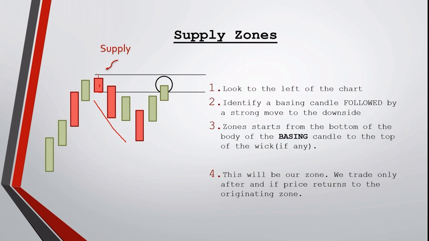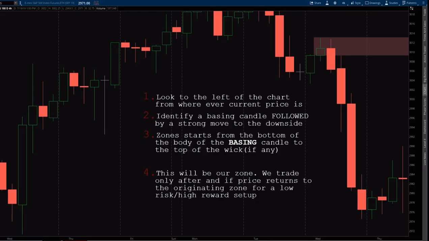We only trade after and if price returns to this zone, right? So once we see price now coming up to this zone, as you guys can see here, we will then look to buy puts or sell short and put our stop loss somewhere in this area above the supply zone, right? Because price now possibly can reject and come to the downside because we have a supply imbalance from the past.